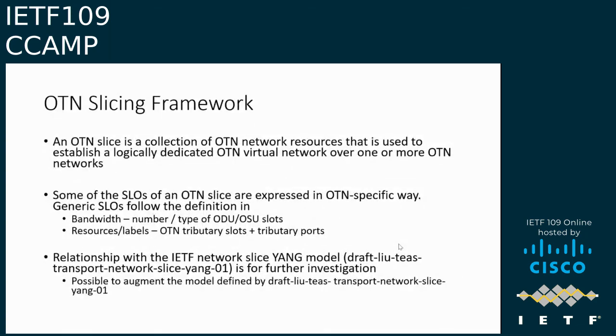So what is an OTN slice? An OTN slice is just a collection of OTN network resources used to create a logically dedicated virtual network over one or multiple underlying OTN networks. Some of the SLOs of an OTN slice must be expressed in an OTN specific way. For example, the bandwidth is expressed in terms of numbers and types of ODU and OSU time slots, and OSU is a new term for smaller and flexible granularity of OTN time slots.